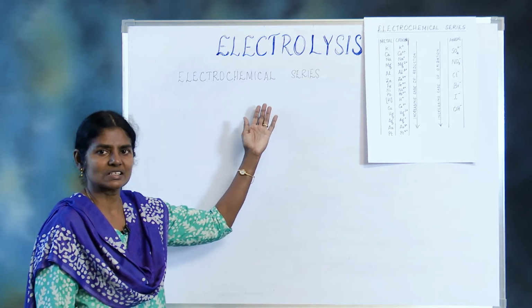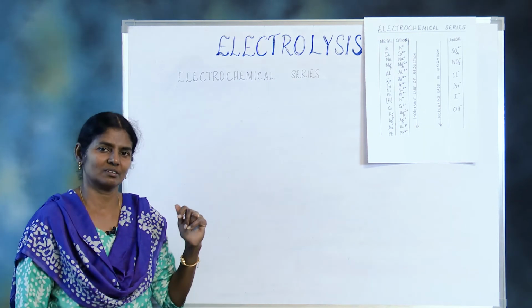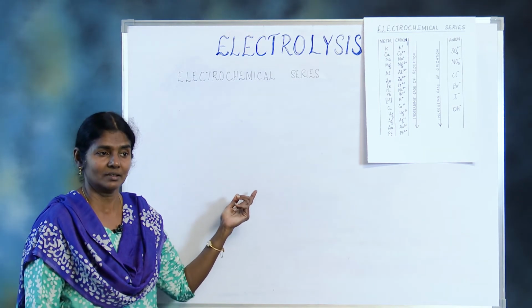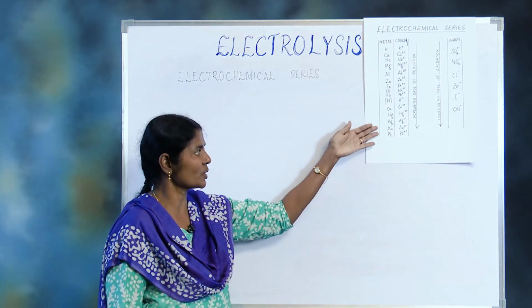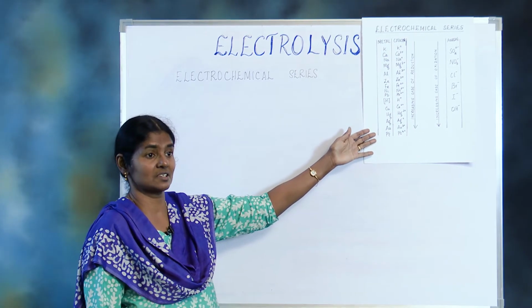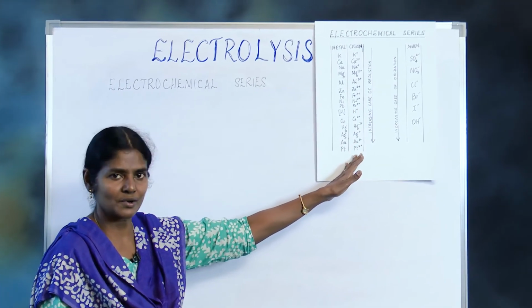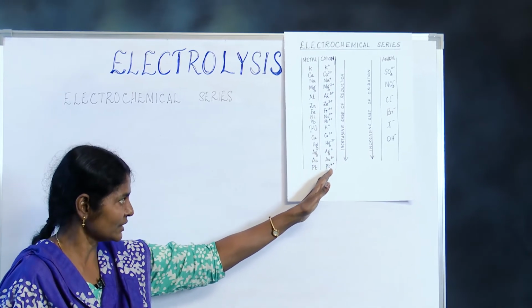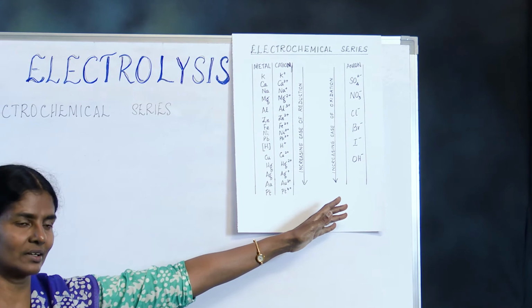Now we move on to a series called the electrochemical series. You are familiar with the reactivity series. This is similar to that, and if you see the order, it's almost the same as the reactivity series of metals. The only difference here is we have it in the ionic form: we have it for cations, and we also have it for anions, which we have not learned earlier.